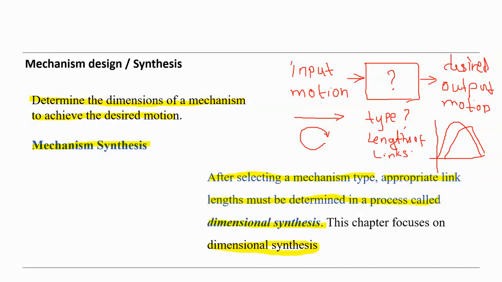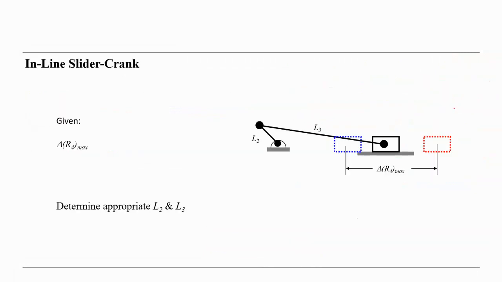So it has to be defined. And this is dimensional analysis. Type definition: the type of mechanism, definition of the type of mechanism, as well as dimensional analysis. Okay, let's start with the inline slider crank.